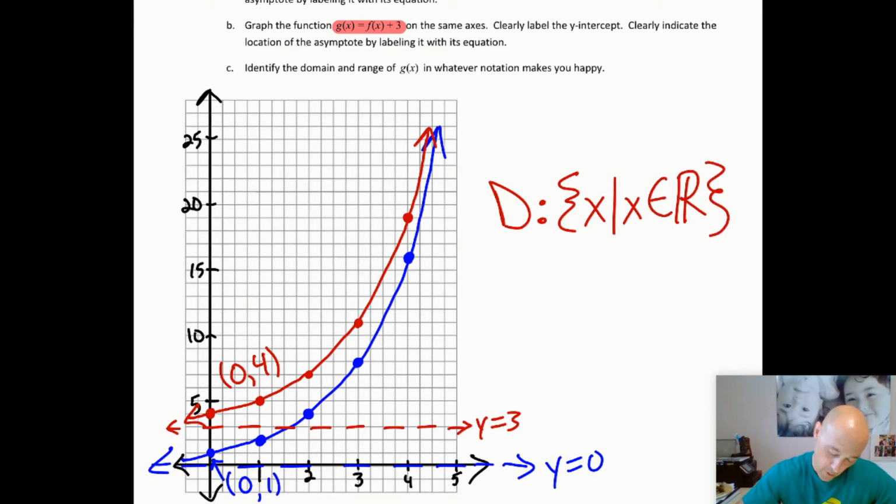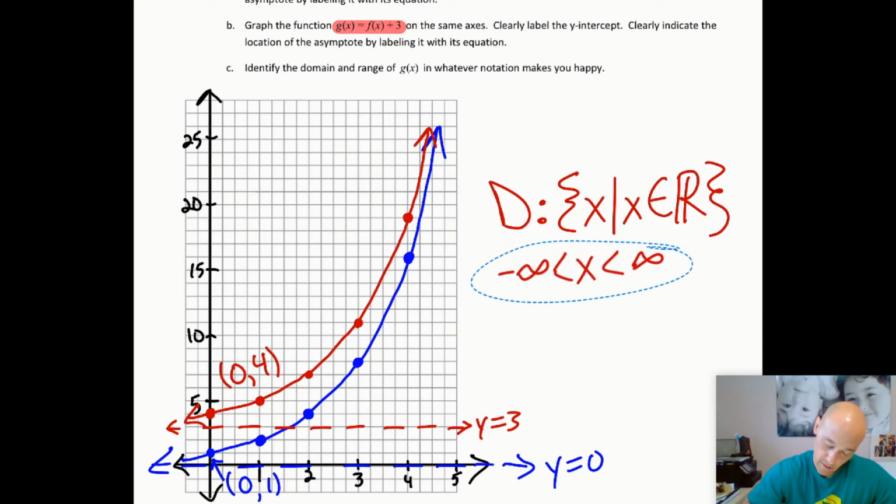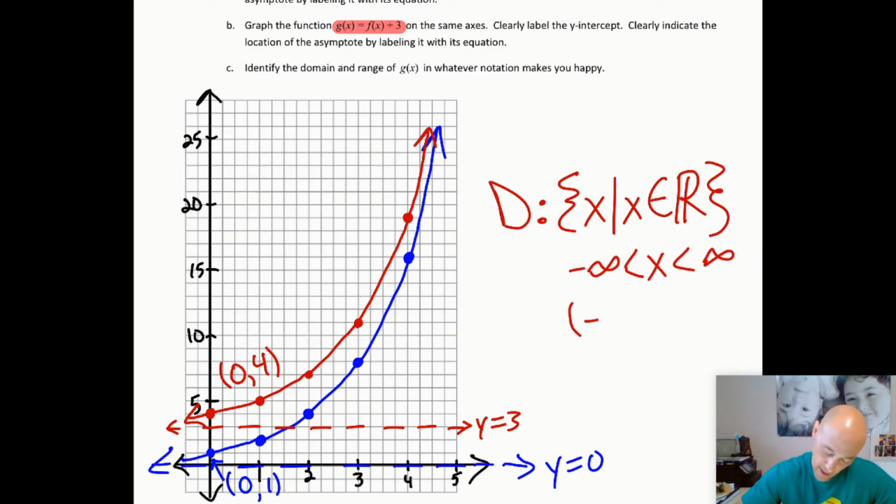And you can do that a number of different ways. You can do it like this. It goes from negative infinity to positive infinity as well. That's another way of doing it. You could also say that it goes from negative infinity to positive infinity. So that's the domain.